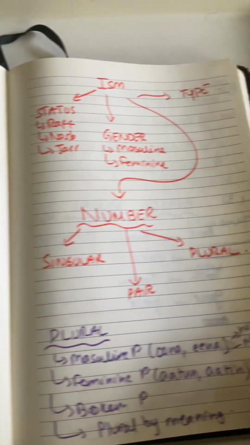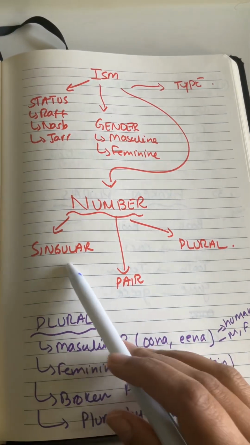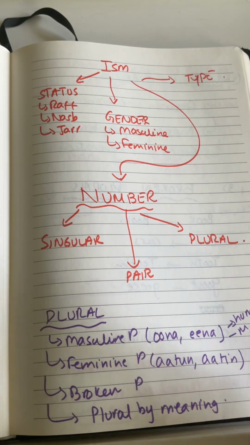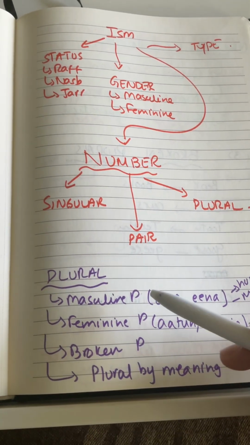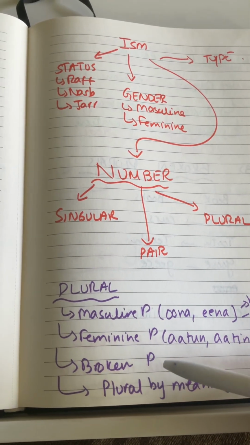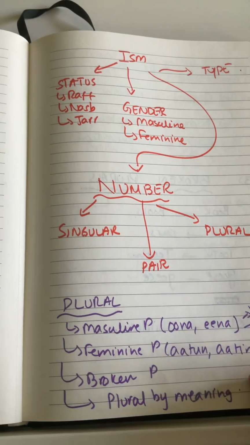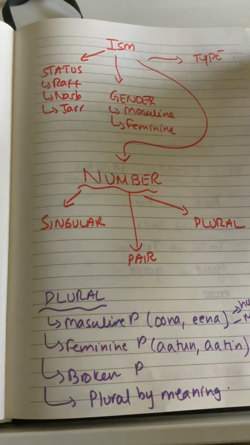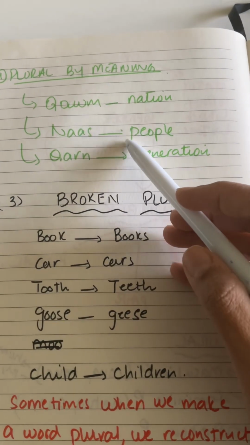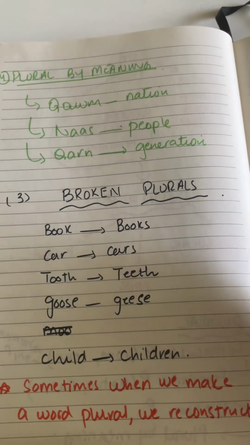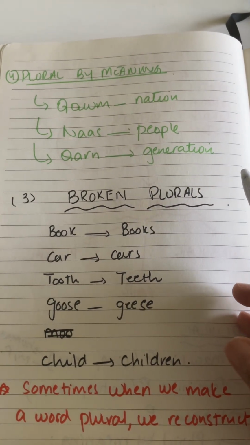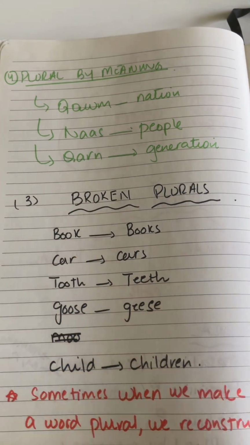So we started with the number today, and we said that there's singular, pair and plural. For singular and pair we know from the Muslim chart, and then the plural basically is of four types: the masculine plural, the feminine plural, the broken plural, and plural by meaning. Masculine, we know the endings are una and ina. Feminine, we know the endings are atun and atin. Plural by meaning, basically three words: qawm, nas and qarn. And then the broken plurals are the words in which the original word is broken and a new word is constructed, and that is why it's called the broken plurals.